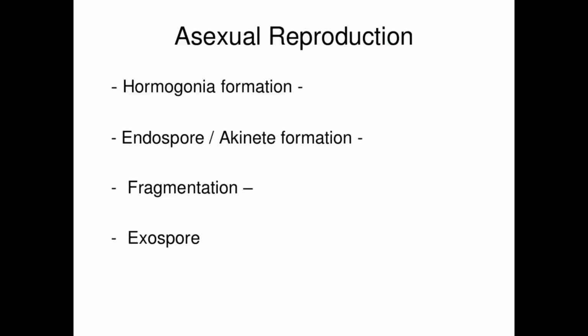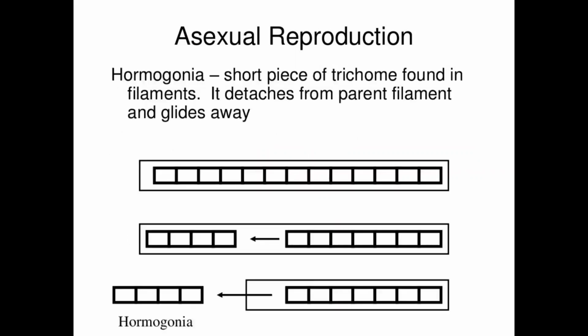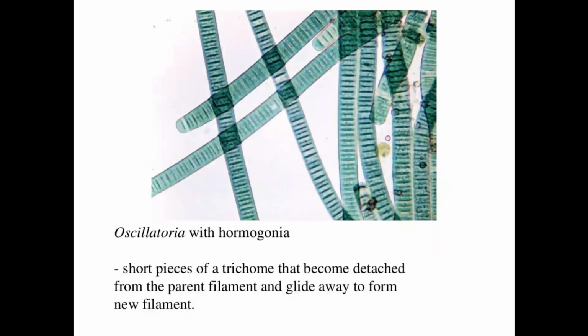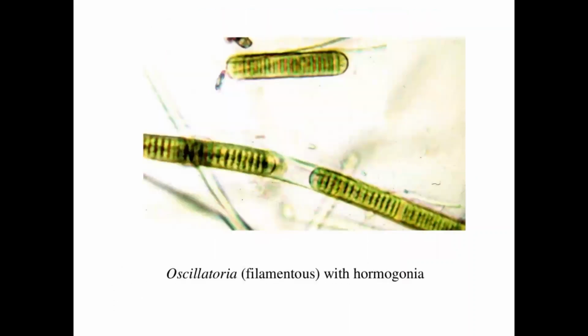Asexual reproduction is done by hormogonia formation, endospore formation or akinete formation, fragmentation, as well as exospore. All these are methods for asexual reproduction used by cyanobacteria. So coming to the first type, hormogonia. Here, a short piece of trichome detaches from the parent filament. The small piece will detach from the parent and it will grow into a new filament. Example here, hormogonia. These are the small pieces which can detach. And in Oscillatoria, here also we can see hormogonia.